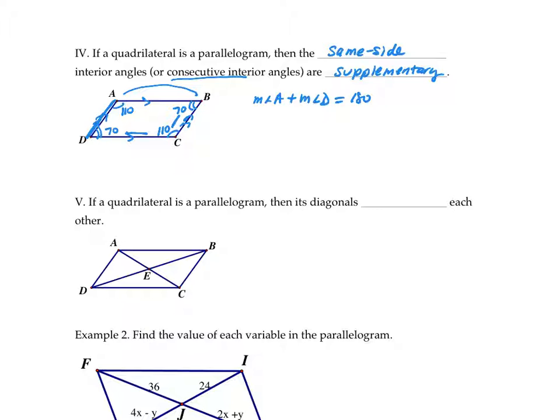All right, the last property here in part 5 says if a quadrilateral is a parallelogram, then its diagonals bisect each other. And that means that this diagonal from A to C, just going to highlight it really quick, and this diagonal from D to B each cut the other one into two congruent parts. So this is equal to this, and this is equal to this. But notice what it does not say, that the diagonals are congruent. Only in specific types of parallelograms will that be true.